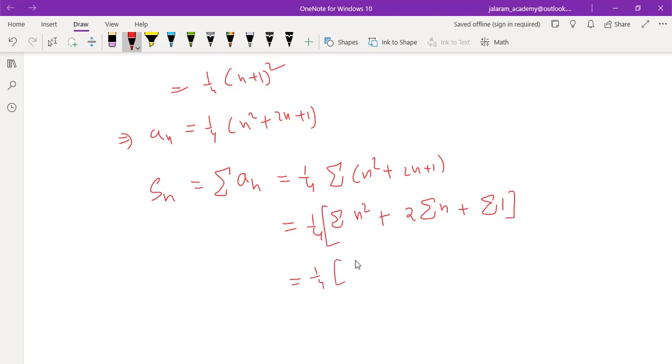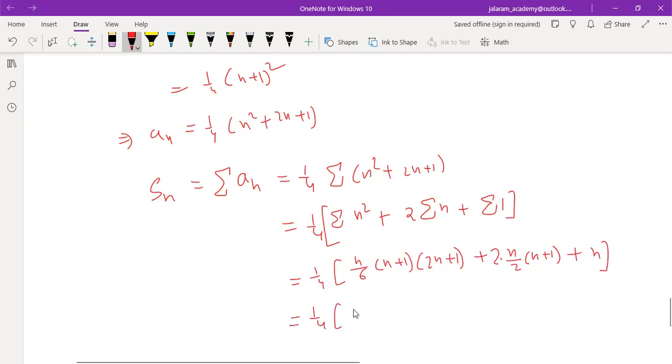So 1 by 4 into sigma n square, we know that is n by 6 into n plus 1 into 2n plus 1. Plus 2 into sigma n is n by 2 into n plus 1. Plus sigma 1 equals to n. Equals to 1 by 4 into. Now we can first simplify this second term, as this 2 will be cancelled out. This 2 and this 2. So it is giving only n into n plus 1 plus n.